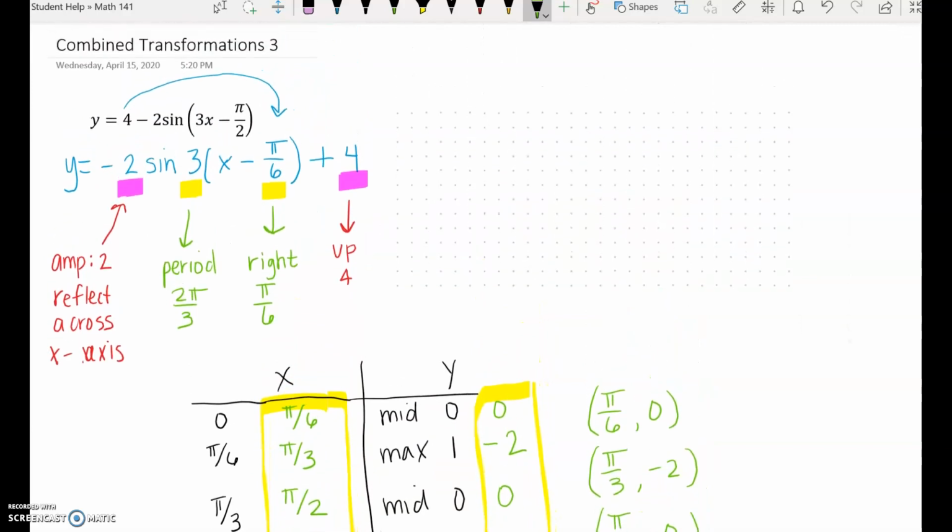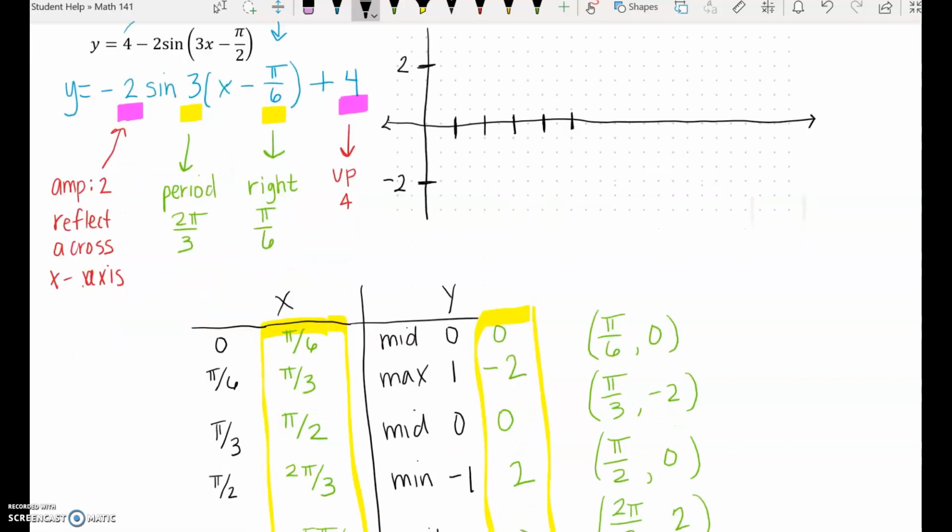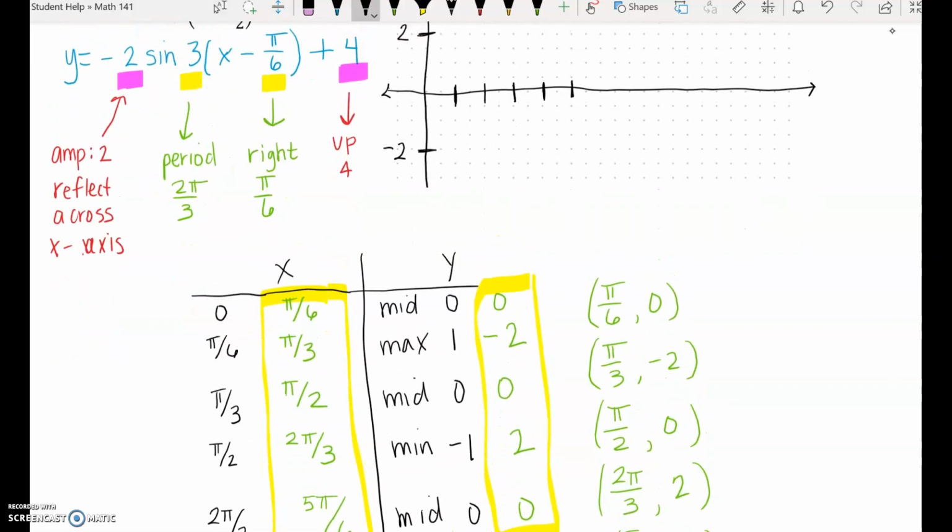So let's put all those together. It looks like we're going to make the tick marks on our x-axis be by sixths. I'm going to have my max and min points be at 2 and -2. Let's see, 1, 2, 3. I'm going to put 2 up here. I'm going to put -2 down here. And then I'm going to just count off 1/6, 2/6, 3/6, 4, 5. 5 pi over 6 is here.